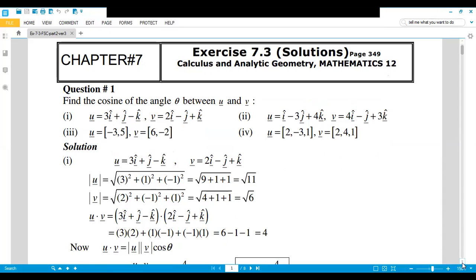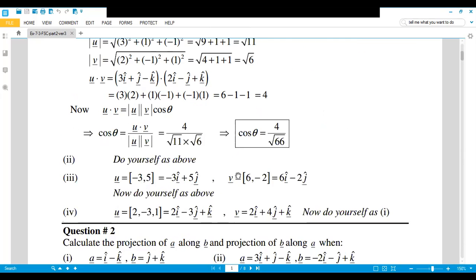In 7.3, question number 1, the second part is included. You are given 4 parts, but according to the reduced syllabus, only the second part is included. Find the cosine of the angle theta between u and v. So remember the formula. The dot product of the given vectors, u dot v, is equal to magnitude of u times magnitude of v times cos theta. With the help of this, we have to find the cosine of the angle theta.